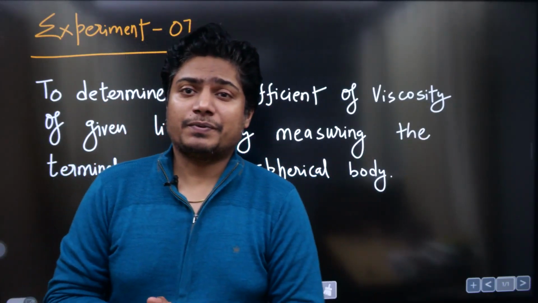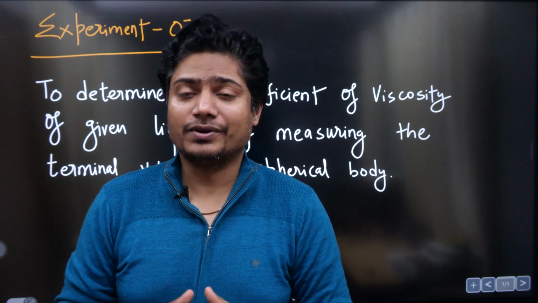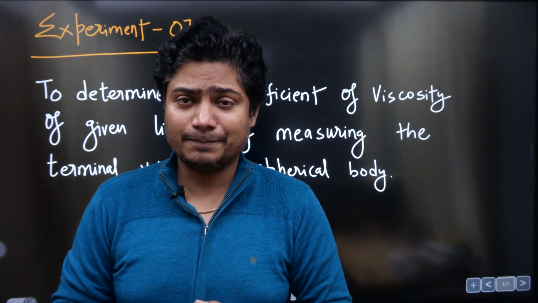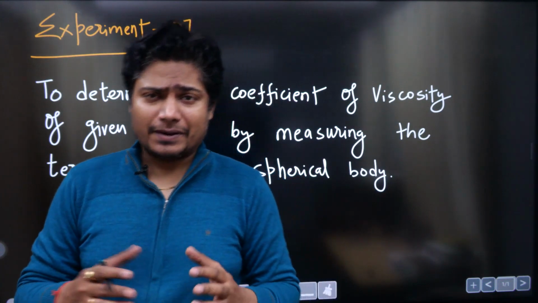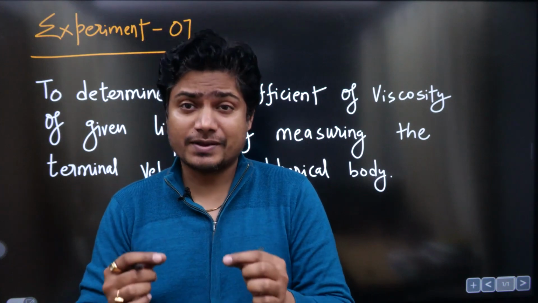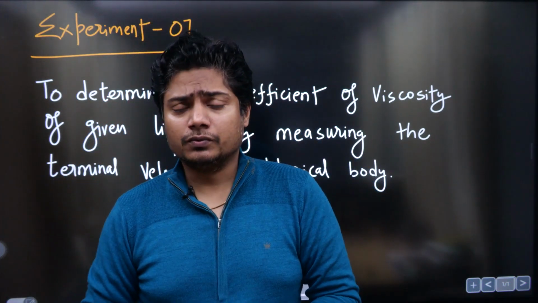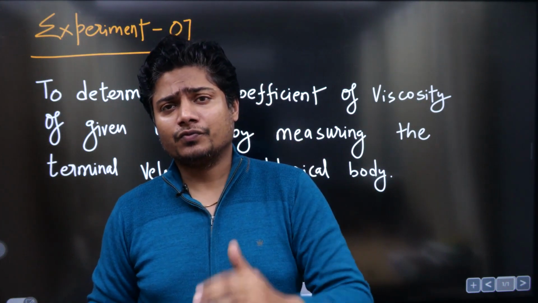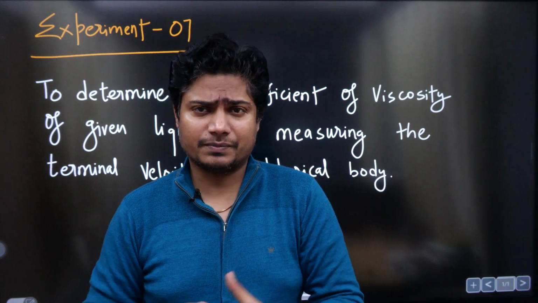Now let's come to experiment number 7. This is a very straightforward experiment where you have to determine the coefficient of viscosity using the concept of terminal speed. The apparatus is also very simple. You will have a spherical ball whose radius you have to measure, and a long transparent tube containing some viscous liquid like glycerin, oil, or mustard oil.